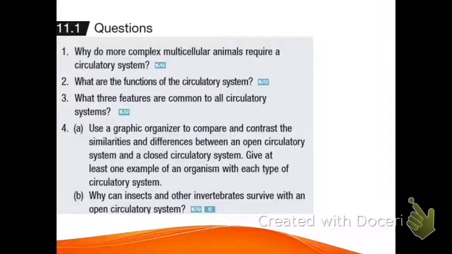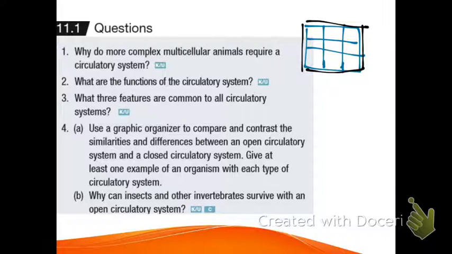So we're going to start today's video off by going through the questions from our last class, just briefly. So number one, why do more complex multicellular animals require a circulatory system? Well, the problem is if you have multiple cells, you have very low surface area. So this is your total surface area here, compared to one cell, we have all this surface area. So what you want to say is you have a low surface area to volume ratio, meaning that essentially not all the cells can have their needs met.